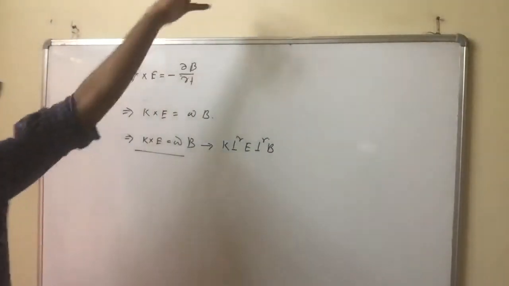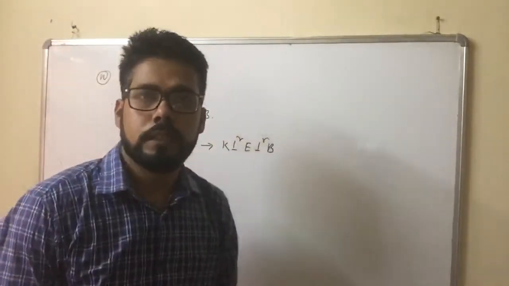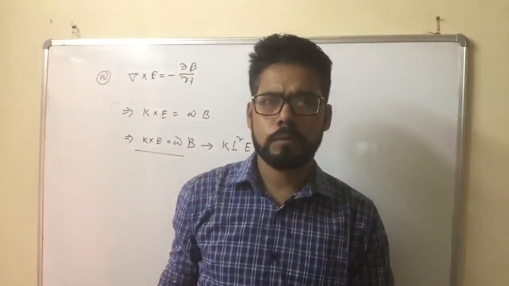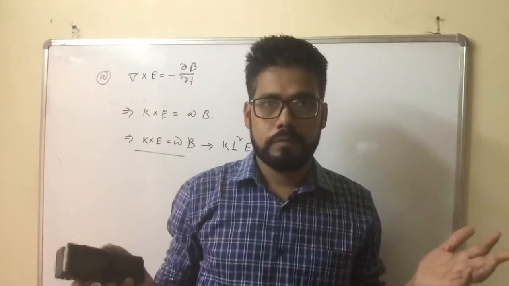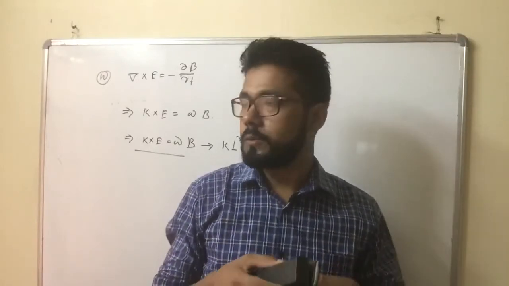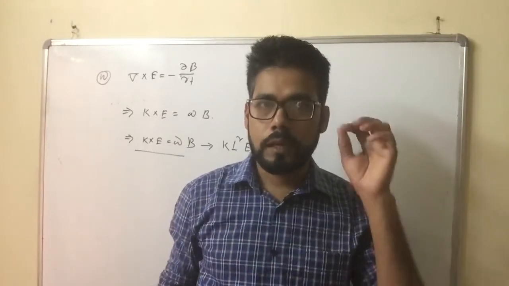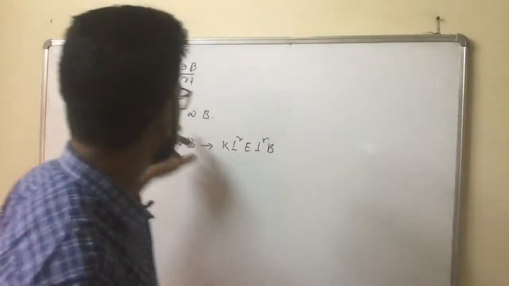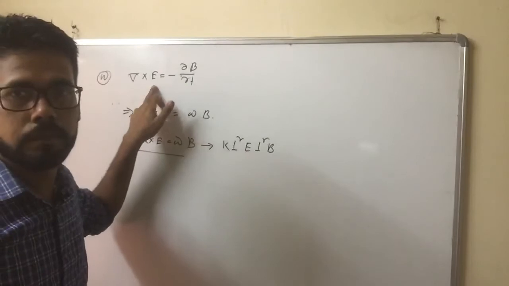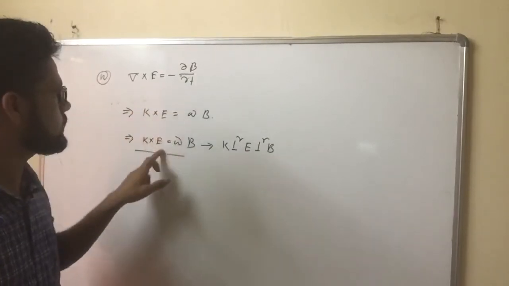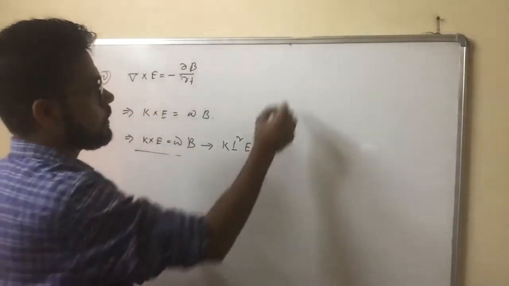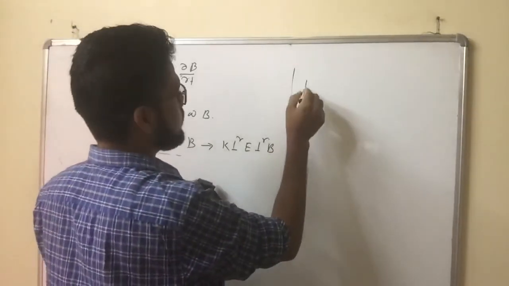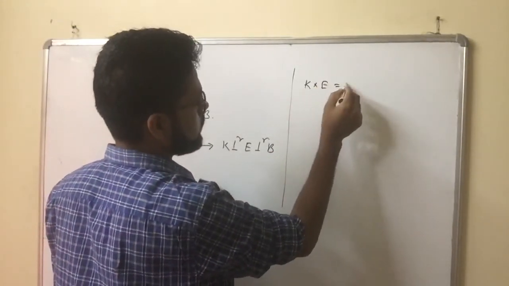Now, in physics, there are a lot of mathematical formulae. We cannot afford to remember all these formulae, so I am giving you a short trick. Within 2-3 seconds, you can derive it. Because this is a thought thing, you can easily remember this Maxwell equation. Put this value, this is omega. This is the relation: K cross E equal to omega B.